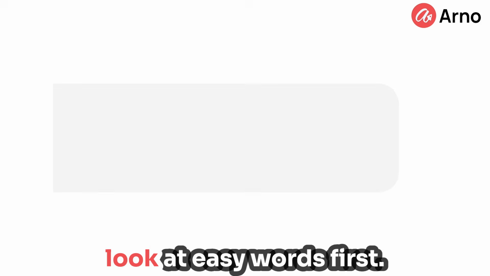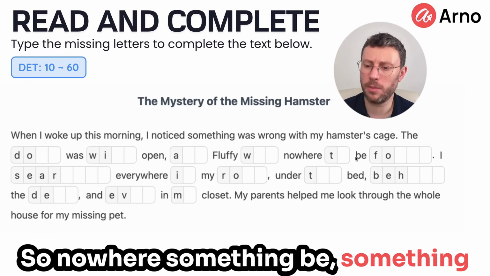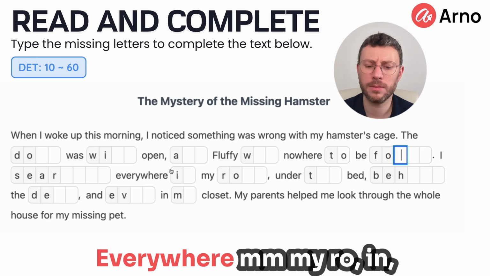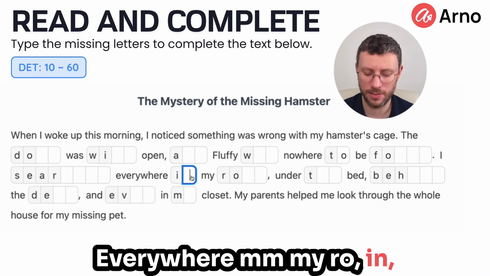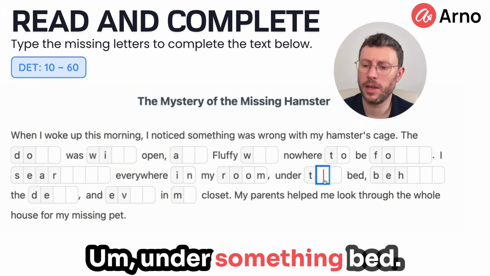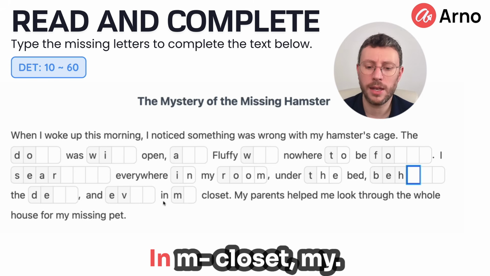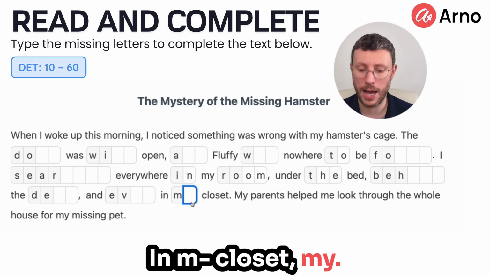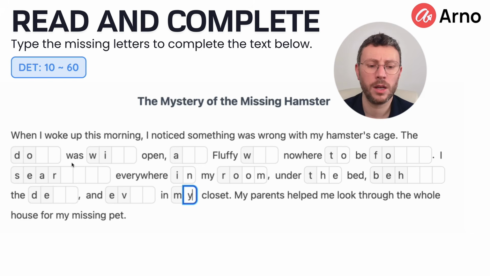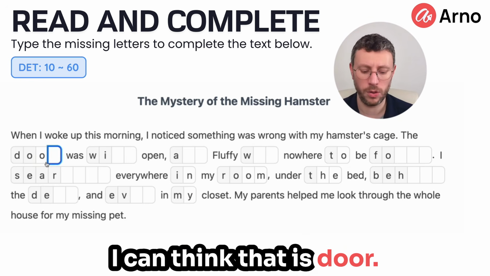Next, I recommend we look at easy words first. So know where something be something. That looks like a 2 to me, right? Everywhere, my room, in, and I think that's room. Under something bed, 3 letters. Yep, the bed. In closet, my. Any other really easy words? Maybe this one, the something was open. I can think that is door.